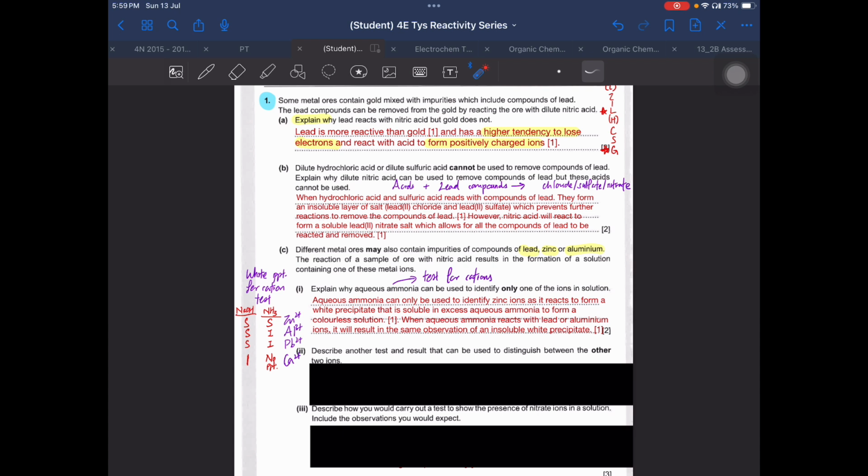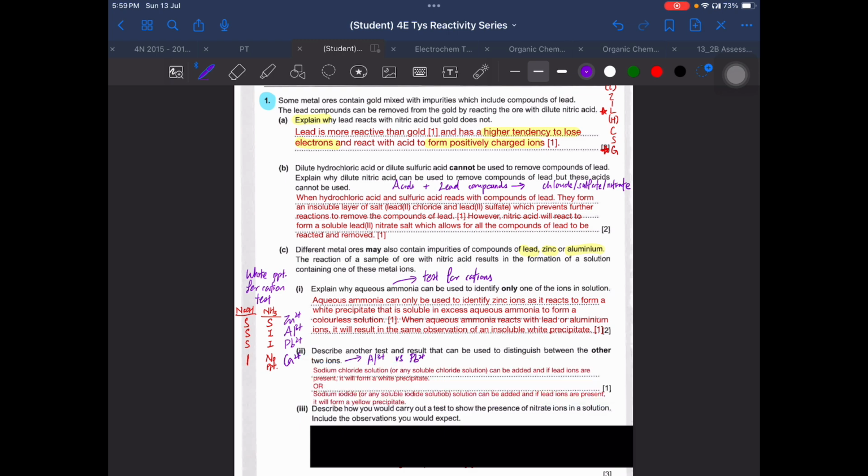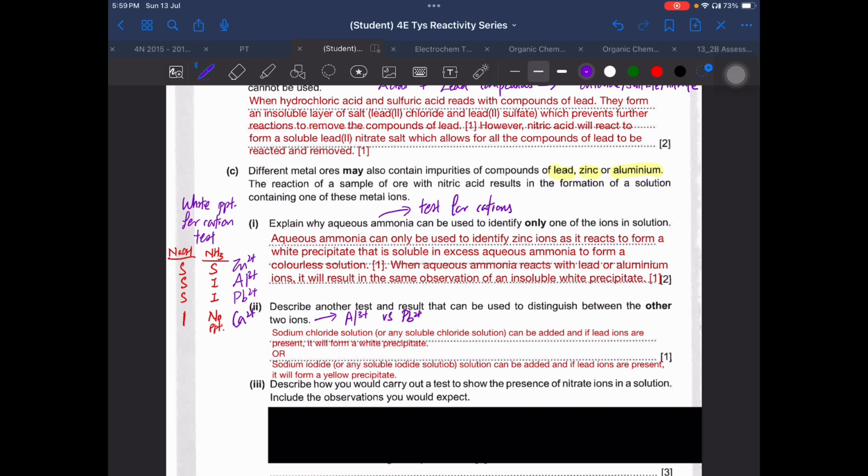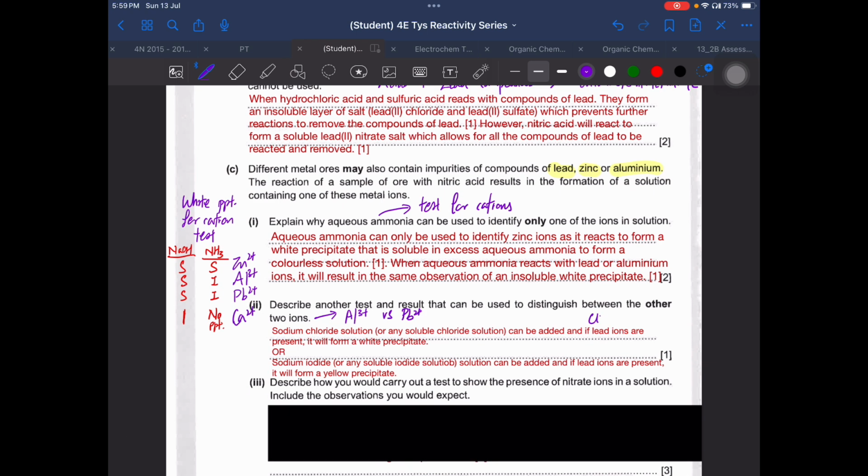So the next question, which is a follow-up question, asks how we can differentiate the other 2 ions. These 2 ions that we are looking at are aluminum as well as lead. To differentiate these 2 ions, we actually base it on the concept of solubility, and we can either, number 1, add sodium chloride solution so that the sodium chloride will react with the lead ion, and this in turn will result in the formation of lead(II) chloride, which is an insoluble white precipitate.